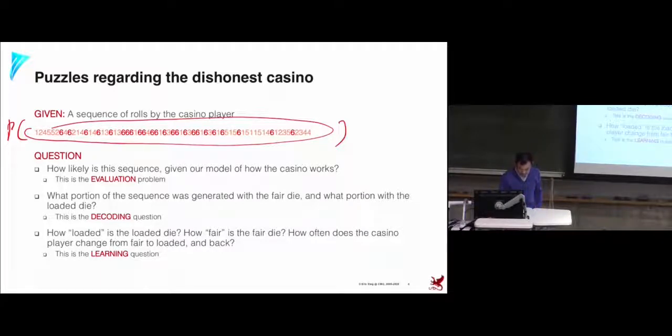Right? So this is known as the evaluation question, which literally amounts to compute this value. And then if you want to be a little bit more aggressive, you could even start to ask which of these 6s, or even other numbers, are produced by a fair die, and which portion are from the loaded die. Okay, so this is a legitimate question. You want to really see through what is happening out of a phenomenon. Right. So this is known as a decoding question.